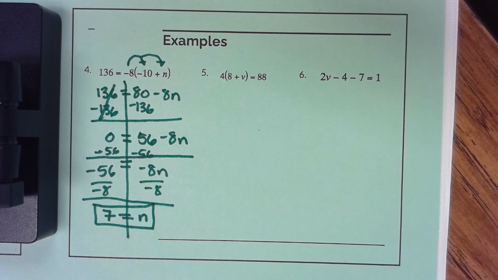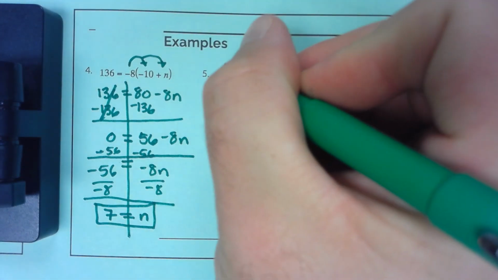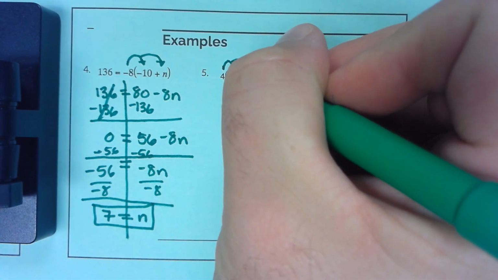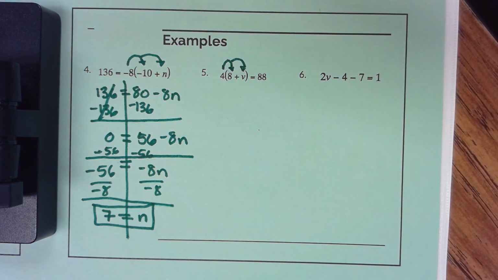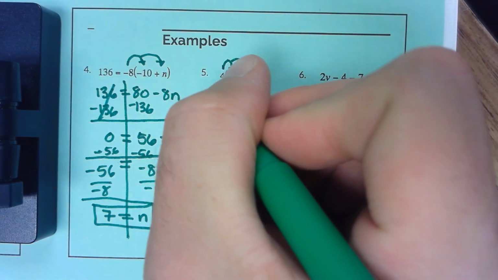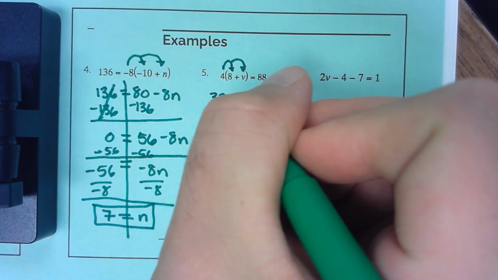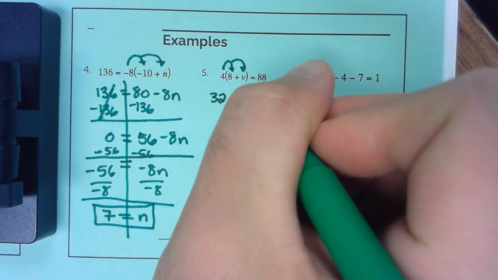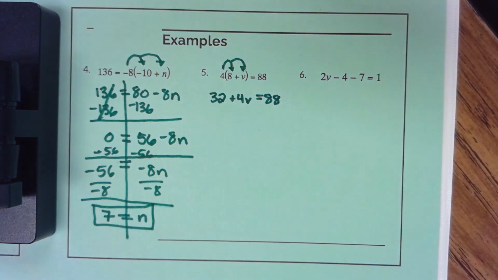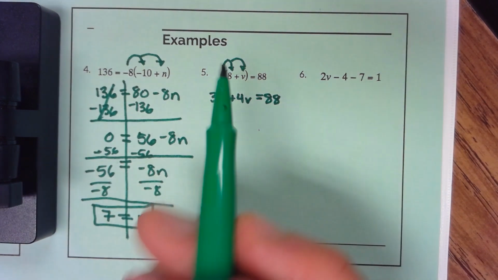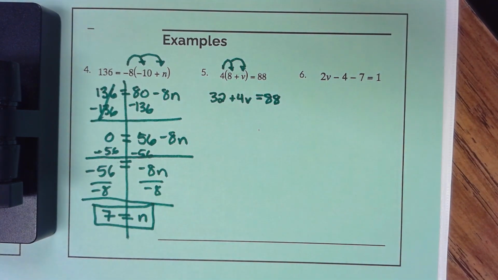All right, so for 5, now our distribution is going to be on the left side. I need to distribute a 4. Remember, when you're distributing, you're multiplying to everything in the parentheses. So 4 times 8 is 32. 4 times v is 4v, and it equals 88. Hey, notice that I'm not distributing across the equal sign, only distributing into the parentheses there.